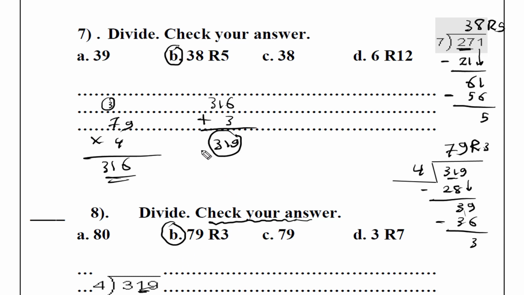So again, how can you check your answer? We will multiply the quotient by the divisor and add the remainder. Quotient, multiply divisor, plus remainder. If we get the dividend, we are correct. We can do it in 2 steps. This is how you check your answer in division.